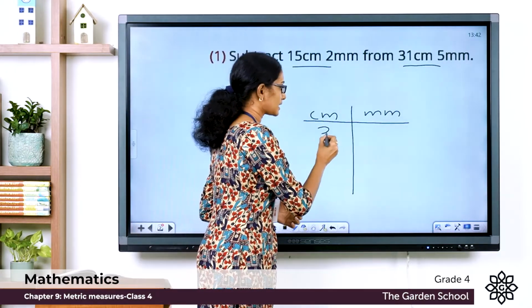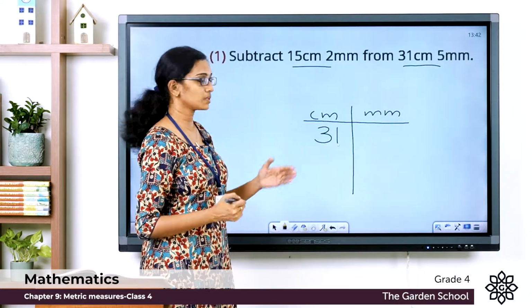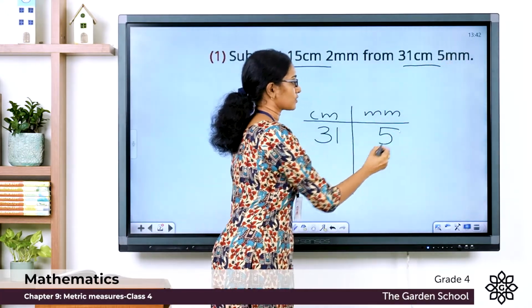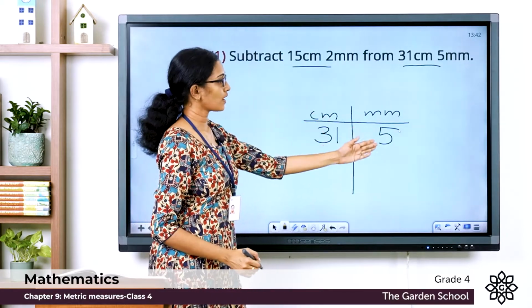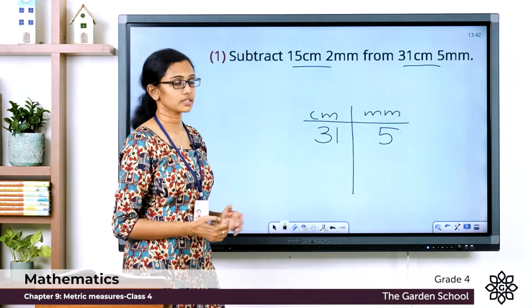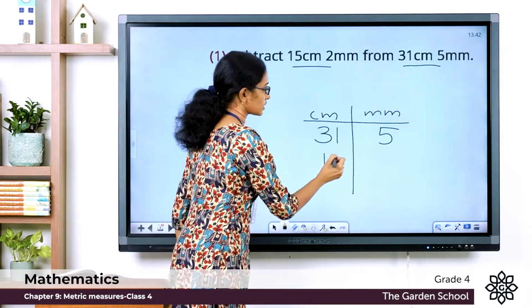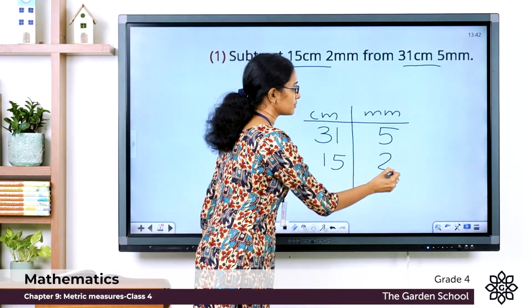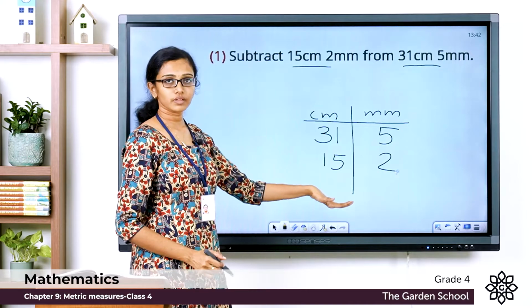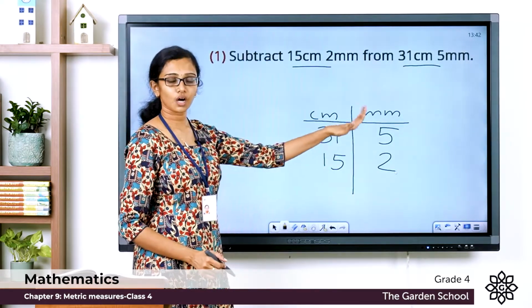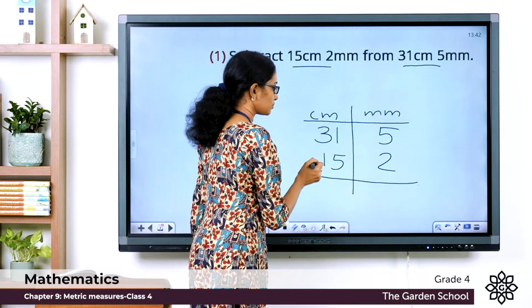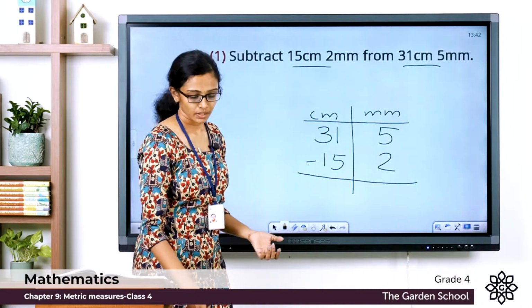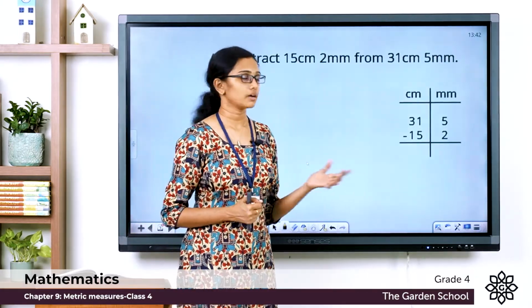So let's write 31 centimeter in the centimeter column, and the 5 millimeter goes to the millimeter column. So this is 31 centimeter 5 millimeter. Now the smaller measurement, 15, goes in the centimeter column, and the 2 from 2 millimeter goes in the millimeter column. So right now we have written the measurements in proper columns of units. Then we have to put the subtraction symbol, and then we'll subtract each of the columns separately.